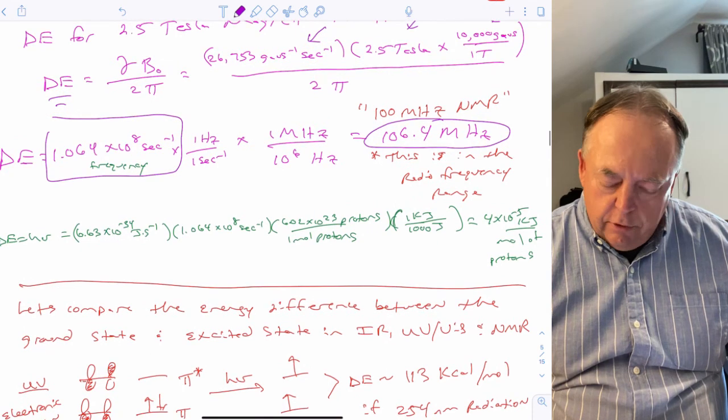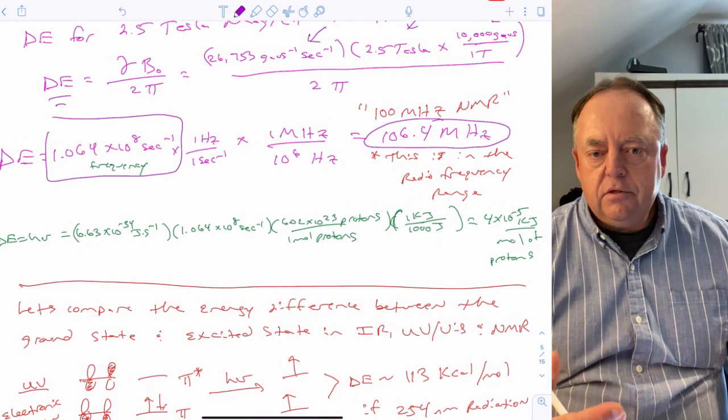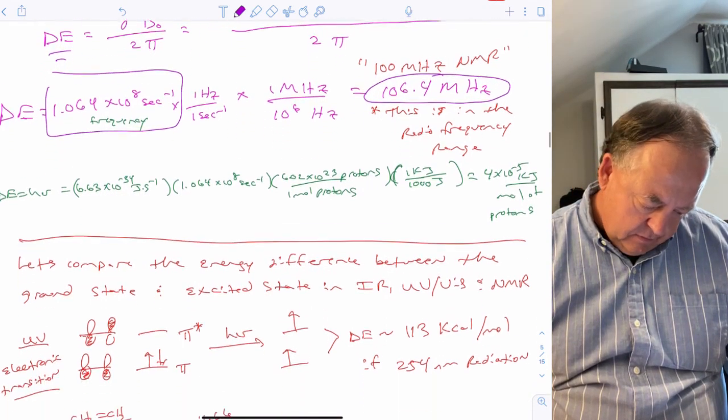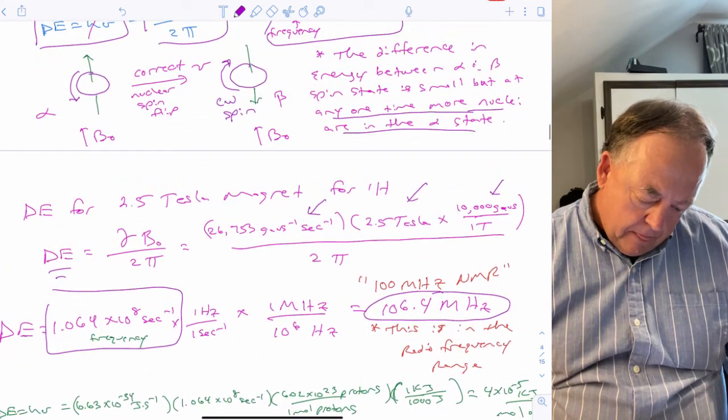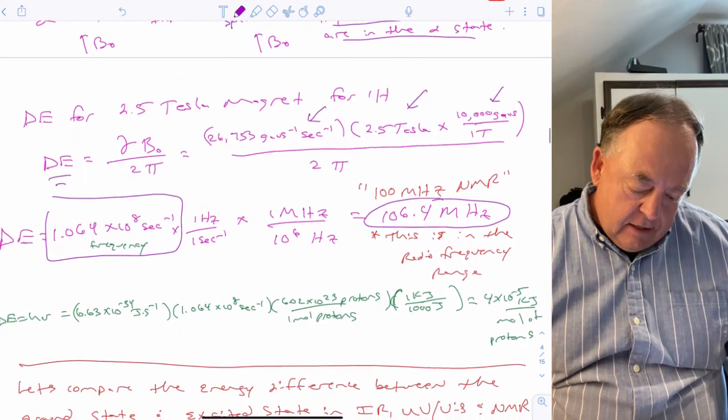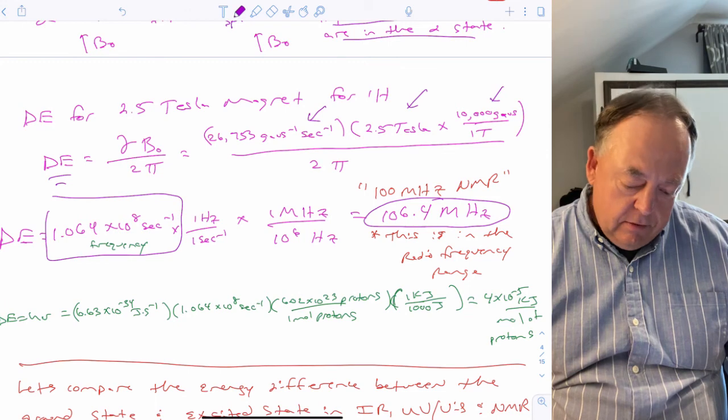If you double the strength of the magnetic field, you double the frequency. Right, so if it was a 5 Tesla magnet, then that would be a 200 megahertz NMR.